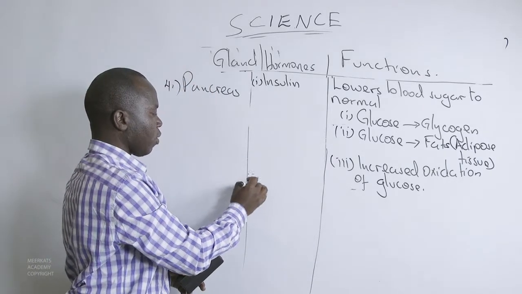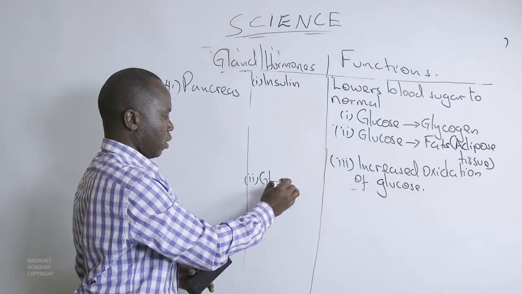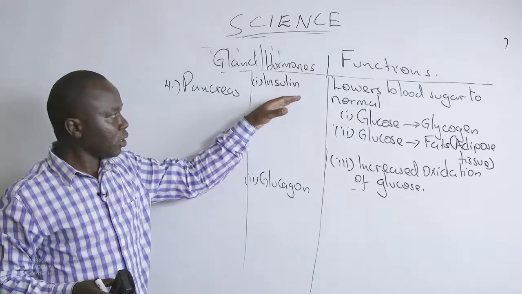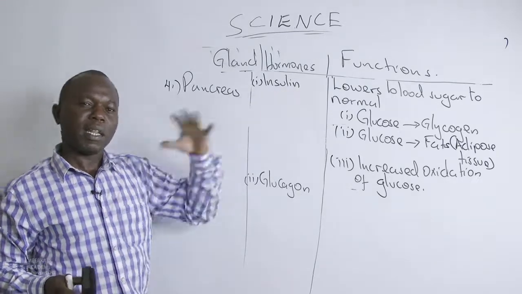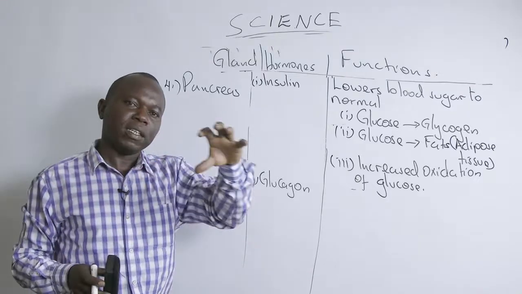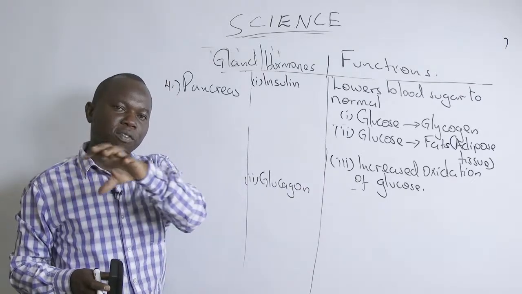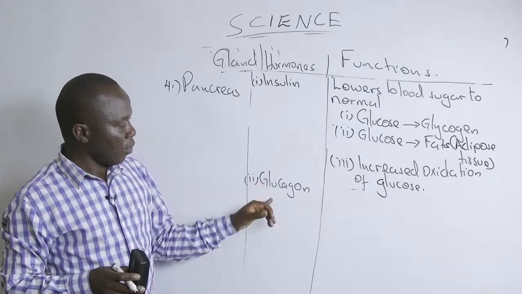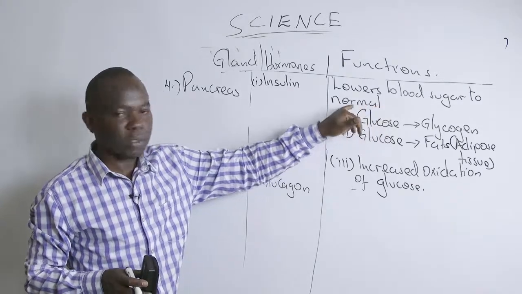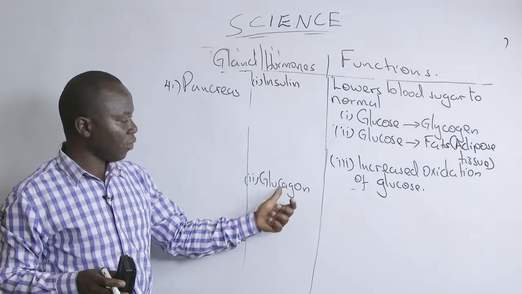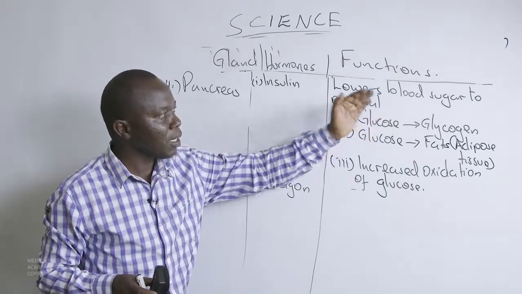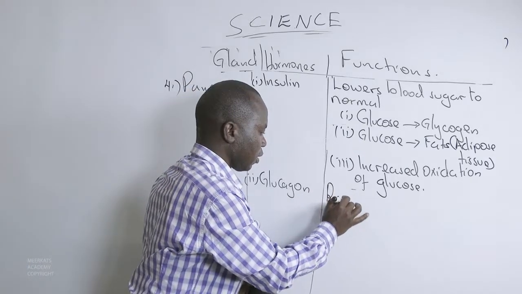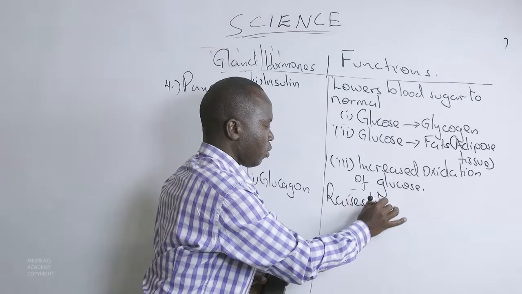Another hormone is glucagon. Glucagon is antagonistic to insulin. In other words, it reverses the role or the effect of insulin. It will be in opposite direction. Now, we have said insulin lowers blood sugar to normal. So the antagonistic effect of glucagon shall be that it raises blood sugar to normal.